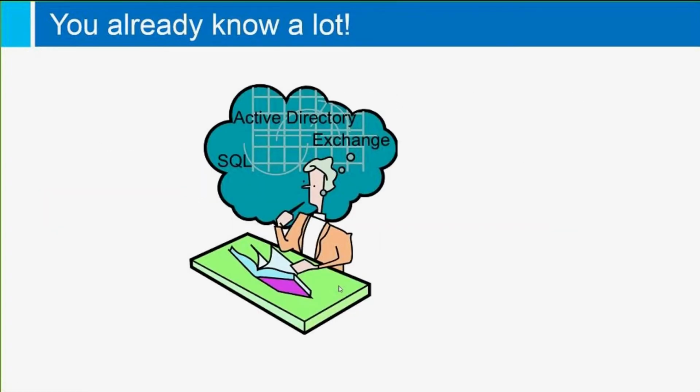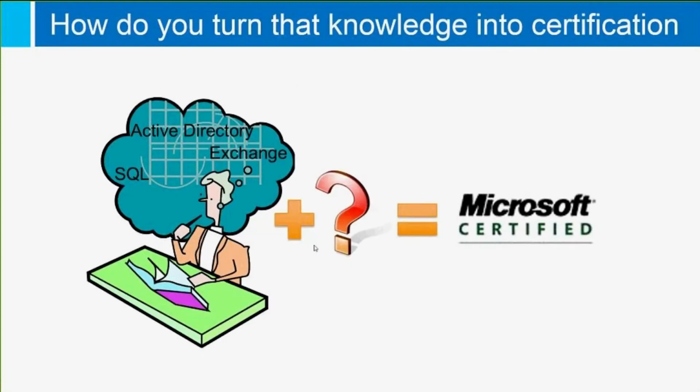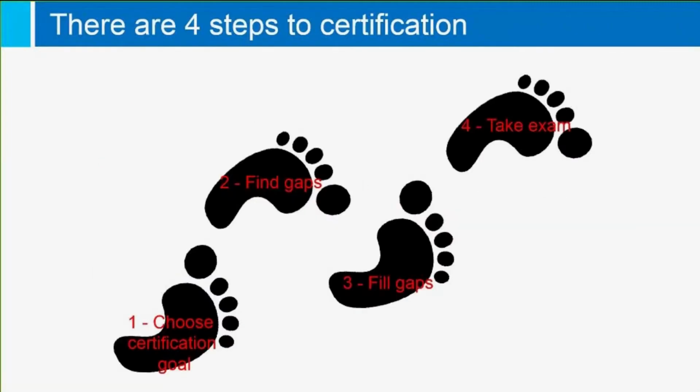Now what's really awesome is that you already know a lot. You've worked with different products, whether it's coding or databases or networking. So you already have a lot of knowledge about different technologies. So what I'm going to try and do today is help you understand how you take that knowledge and actually turn it into certification. There's basically 4 steps you want to follow.